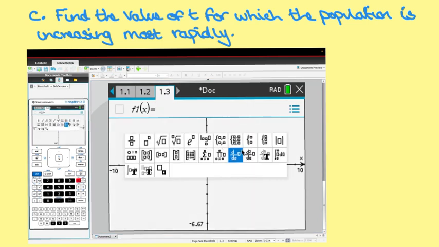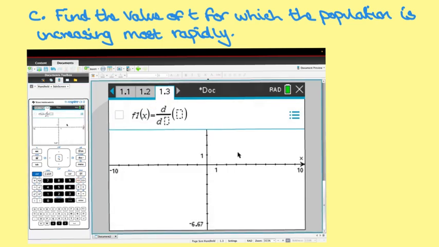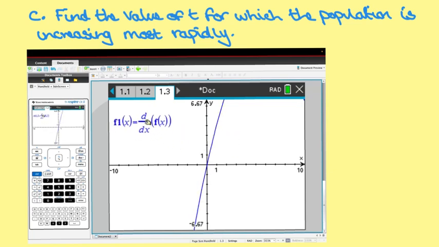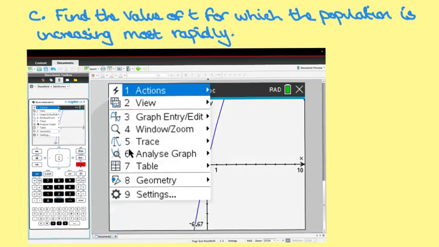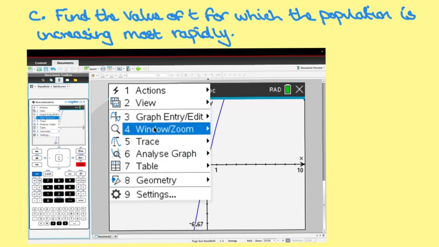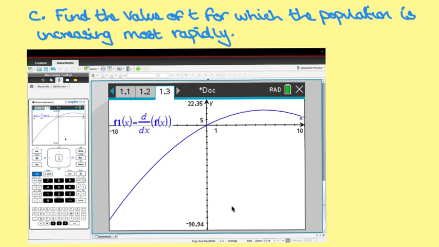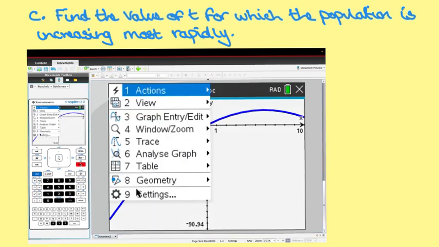So if I go there, open the differential, it's x. My function was called f of x. If I press enter, there is my graph, but I can't see it all, so let's move that out. I'm going to go to menu, then Window, and zoom to fit, and there is my graph. I can clearly see where the maximum is, so I'm going to find it.